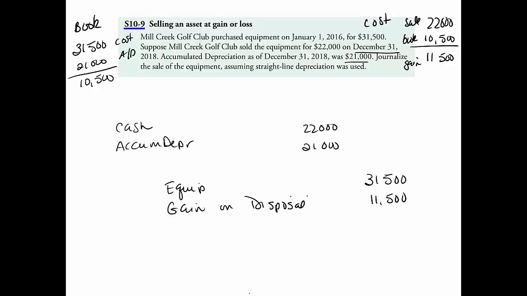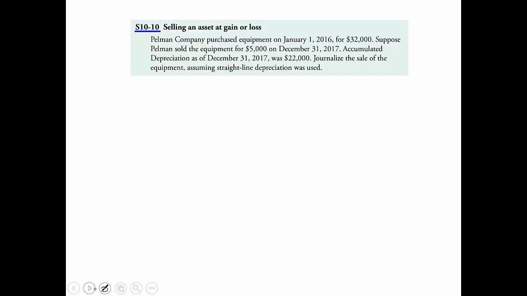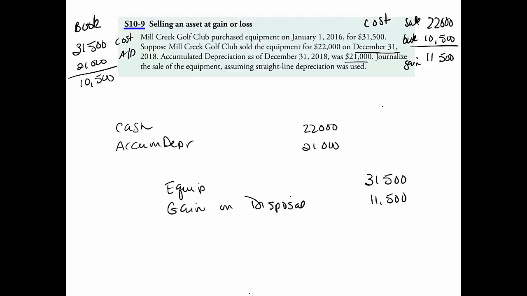Okay, so in this, again, what you could have done was plugged in the cash, the accumulated depreciation, and the equipment, and then said, okay, where do I need my debits and credits to be? But in this case, we've already figured out that we have a gain of $11,500, so we know that goes on the credit side. And just to double check yourself, make sure your total debits equal your total credits, and you're good.